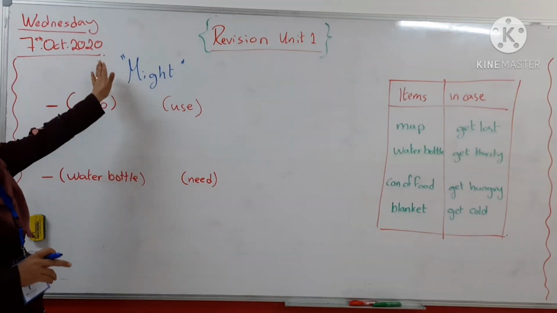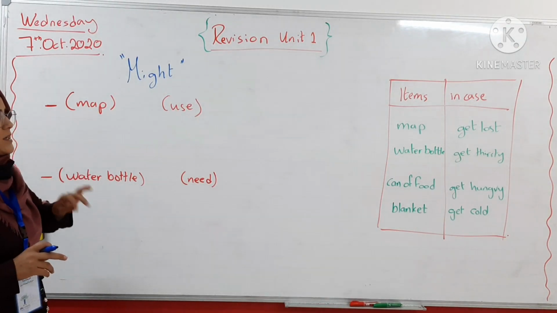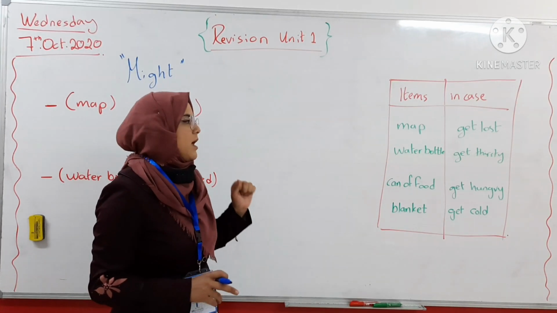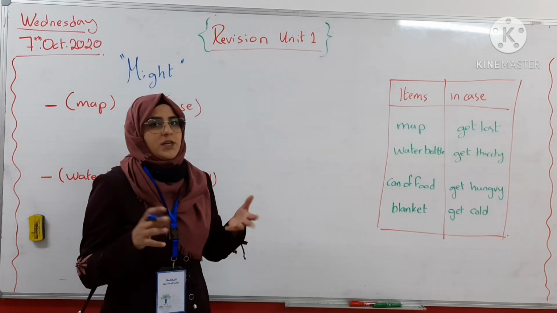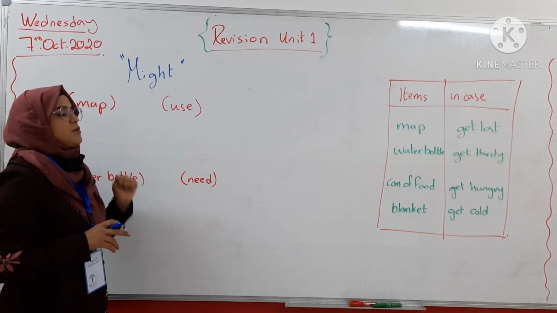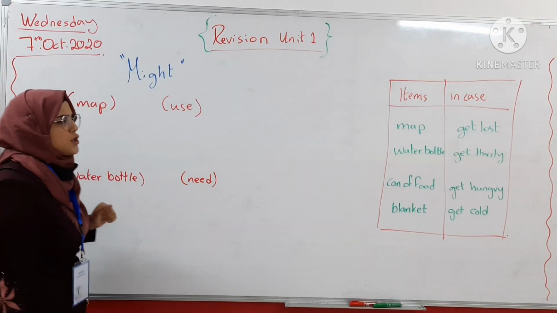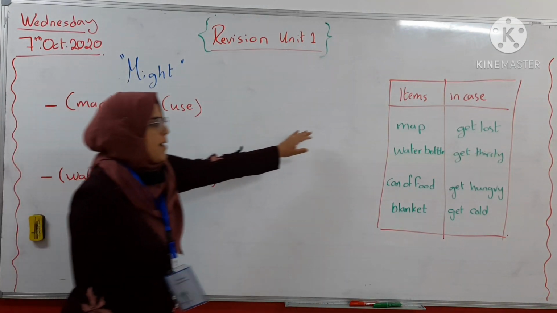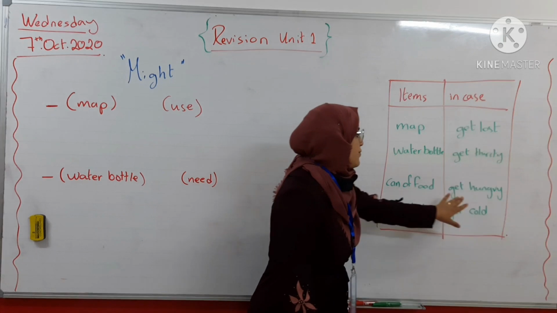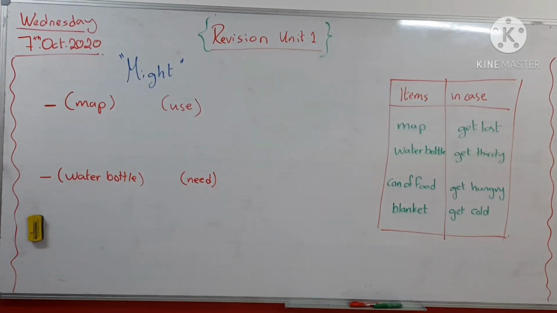Okay, Sadis, now we will talk about might, okay? How we write sentences by using might. This table will be available to you, okay? I wrote it on the worksheets. If there is a question about might in the exam, I will write this table also in the exam, okay? The map in case you get lost, water bottle in case you get thirsty, canned food in case you get hungry, blanket in case you get cold, okay?